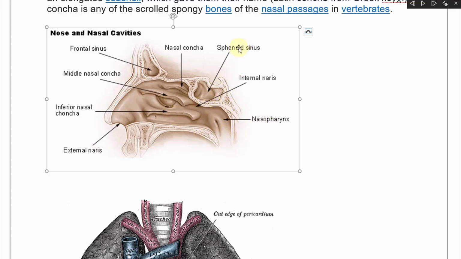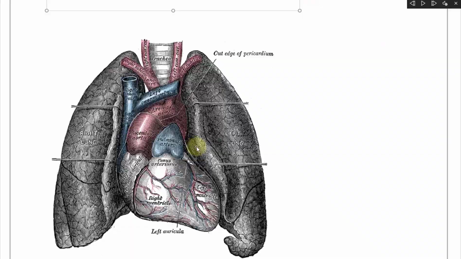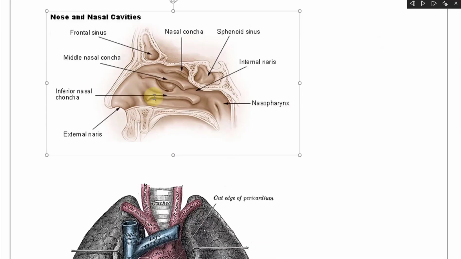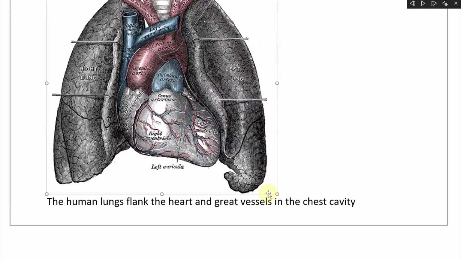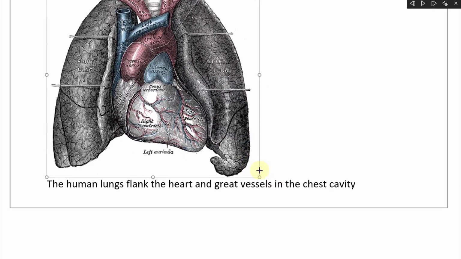This is the opening there. And there's a sphenoid sinus, the nasal concha. We already went over all these. So basically a bunch of cavities over there, and some protruding bones for the nasal conchae. Anyways, let's continue here.